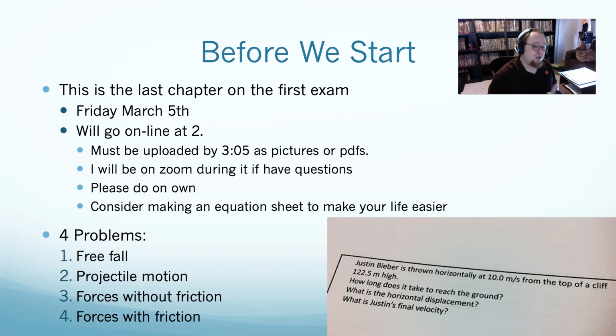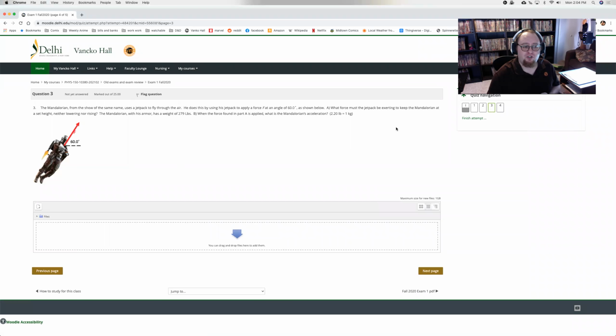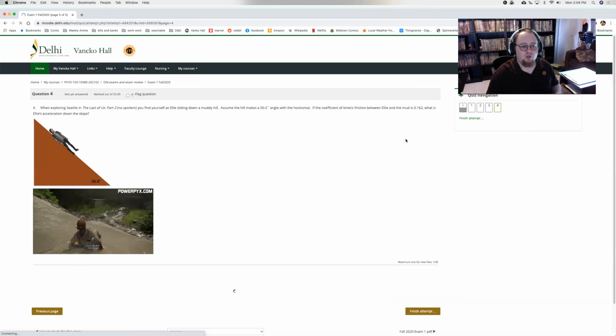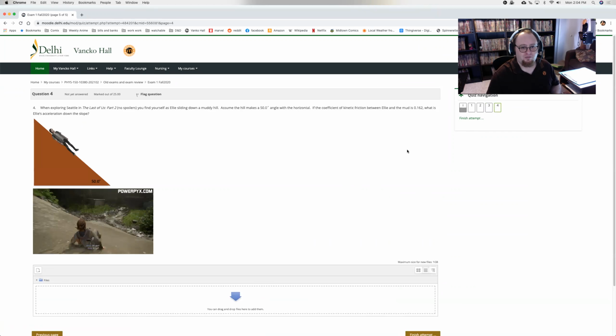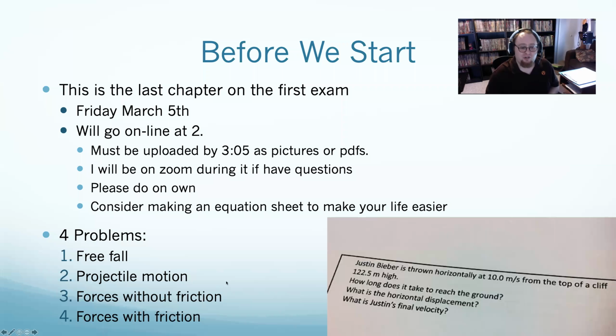The exam will be only 4 problems long. The first problem will be about free fall from chapter 2. The second problem will be projectile motion from chapter 3. The third problem will be about forces without friction. And the fourth problem will be forces with friction. That's the general setup. That's exactly how it's going to be.